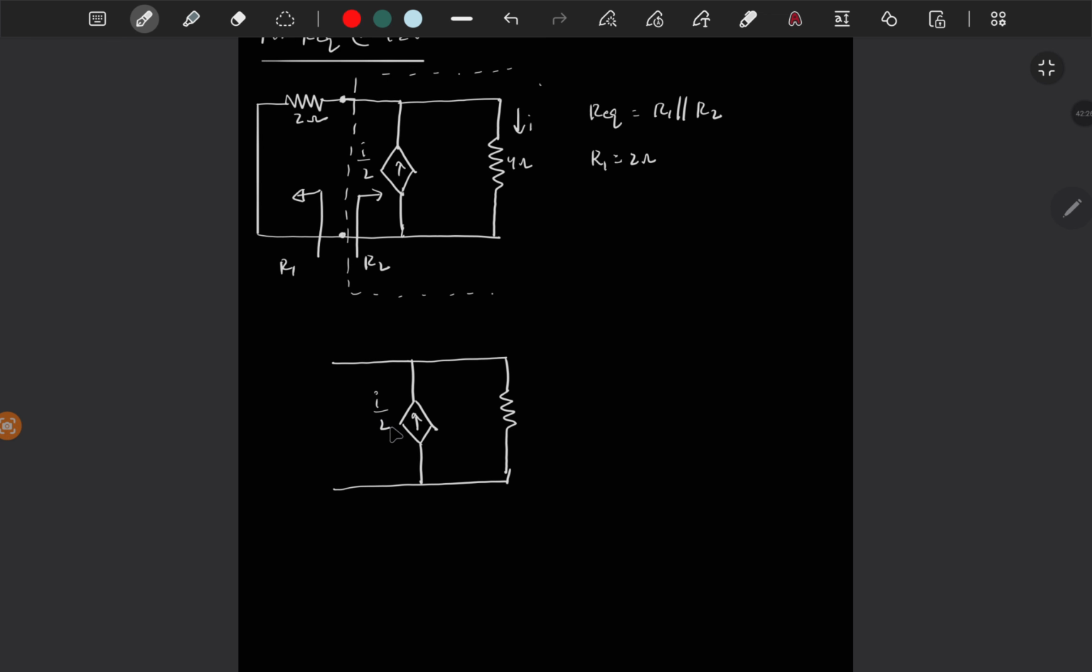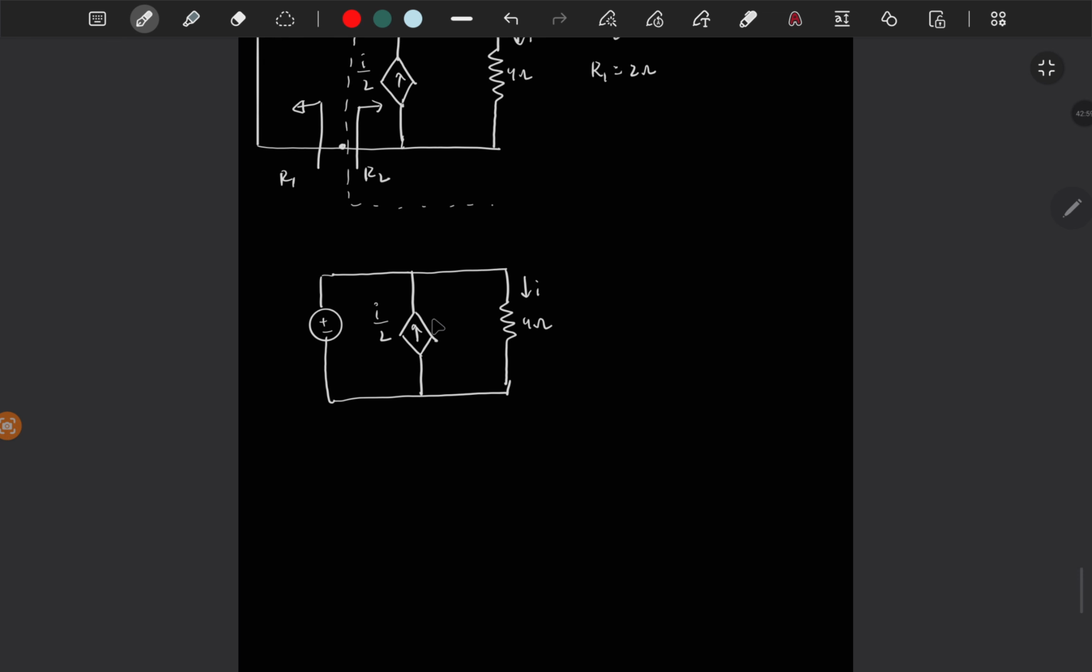So we have I by 2, 4 ohms, I. Now in general, what we have to do in this type of circuits, here you cannot open circuit this current source, because this is not an independent current source, this is a dependent current source. You cannot open circuit this one, because if you open circuit then I by 2 should be 0. If I by 2 is 0, then current flowing here is 0, so it has no meaning. So you should keep the dependent source, you should make only independent sources 0.